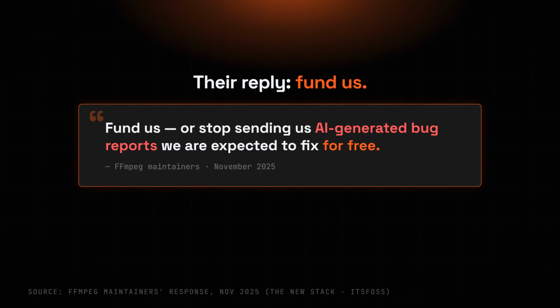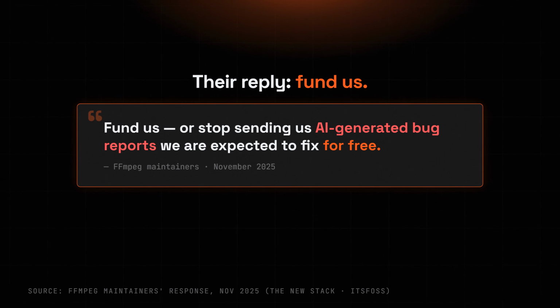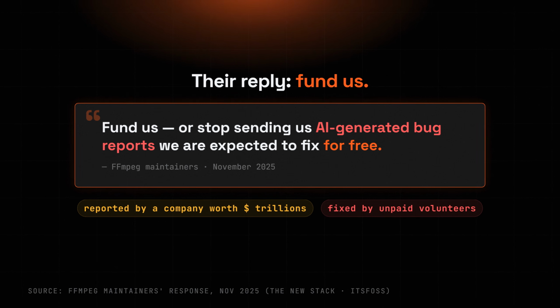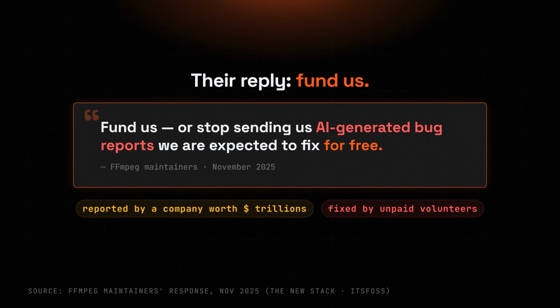And the volunteers pushed back, hard. Their message to a company worth trillions was blunt: fund us or stop sending us AI-generated bug reports that we are then expected to fix for free. The backbone of the internet, they pointed out, is being held up by people that almost nobody pays.